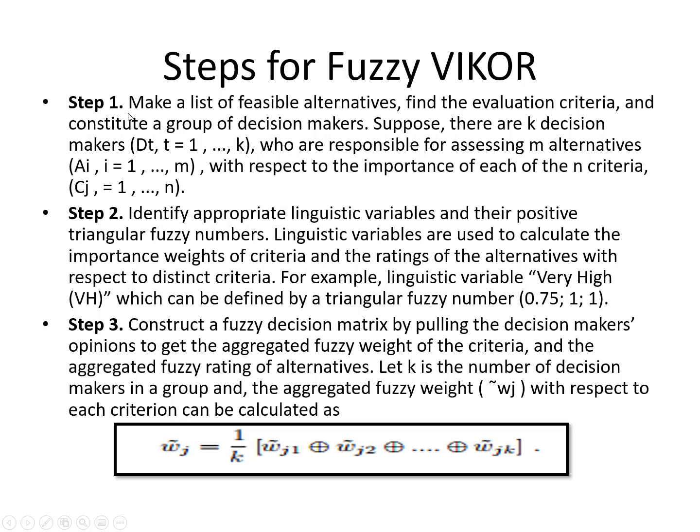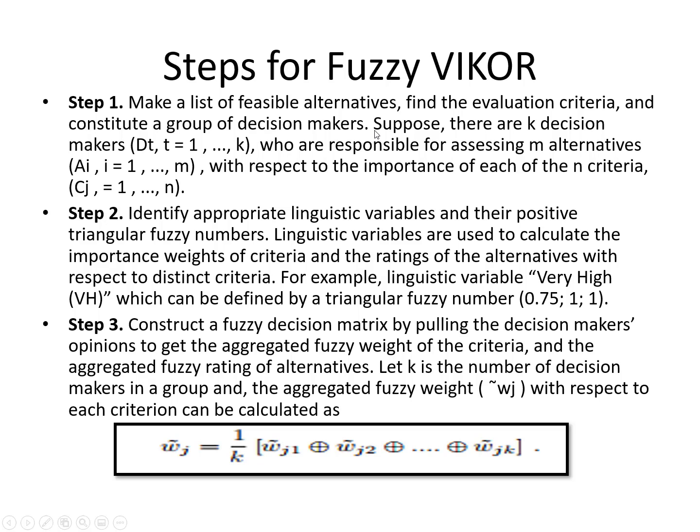So what will be step one? Step one, make a list of feasible alternatives. This process is much more similar to AHP and Topsis. What are your alternatives? Find the evaluation criteria. On the basis of which criteria do you want to compare your alternatives and choose the best alternative? And constitute a group of decision makers.